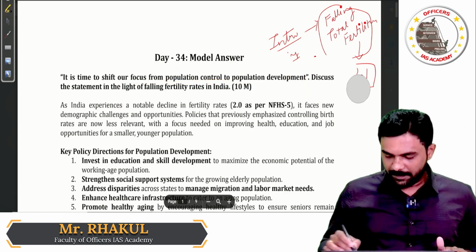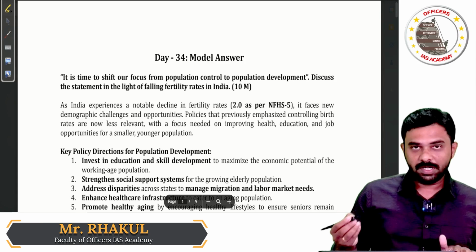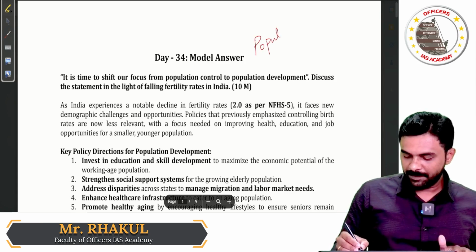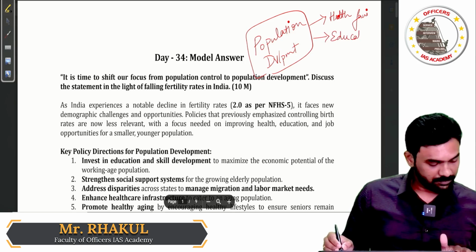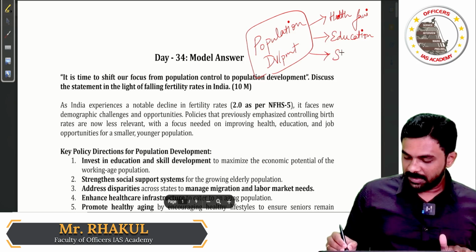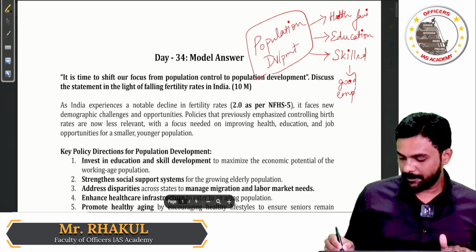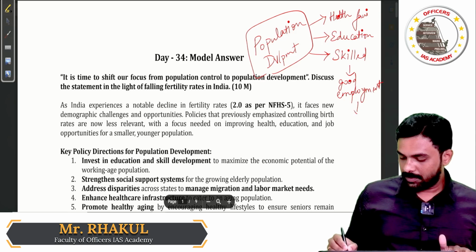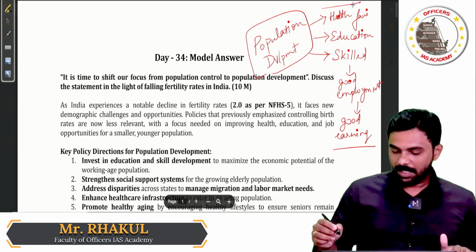Then coming to the body of the answer, you can mention the various measures through which you can develop the population. See, development of population, what does it mean? Population development means population gets better health facilities. Population gets better education. Population is better skilled. So it gets good employment. So good earnings. So you have to mention these factors and how these factors can be achieved.